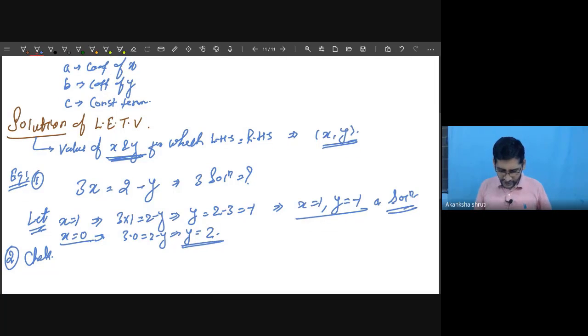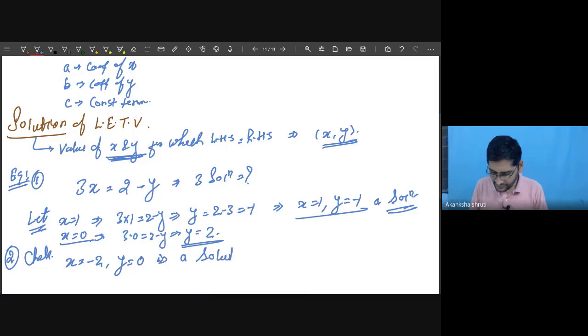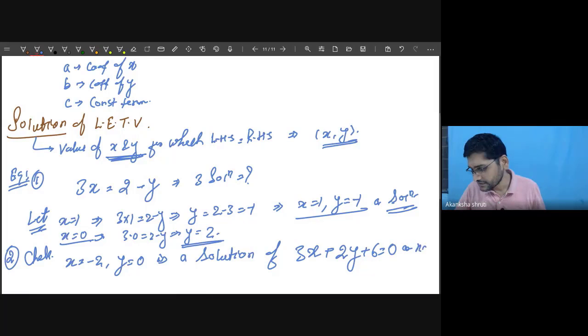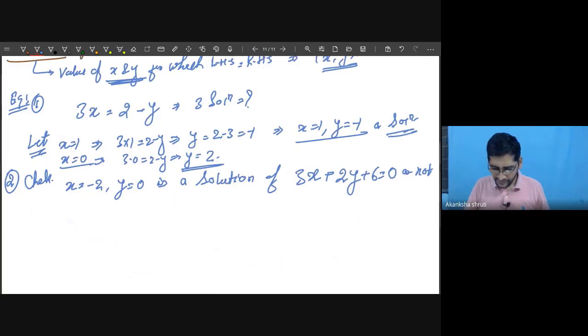The other way of asking the question, you have to check whether x equals to minus 2 and y is equals to 0 is a solution of 3x plus 2y plus 6 is equals to 0 or not. Is a solution of this or not? This is the question. Means you have to check for the solution.